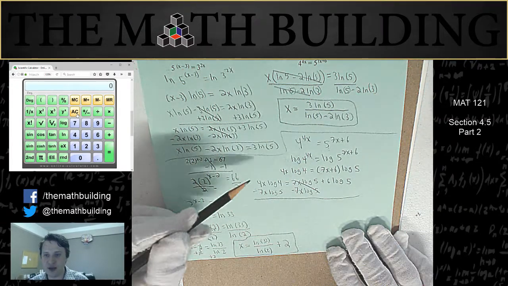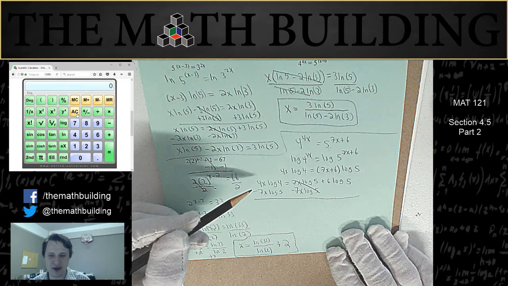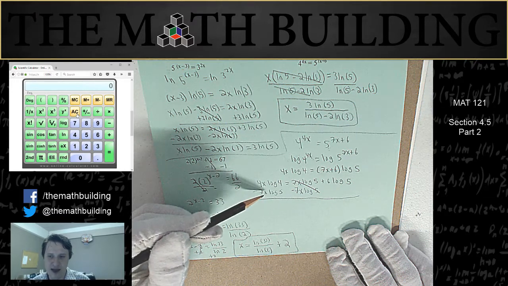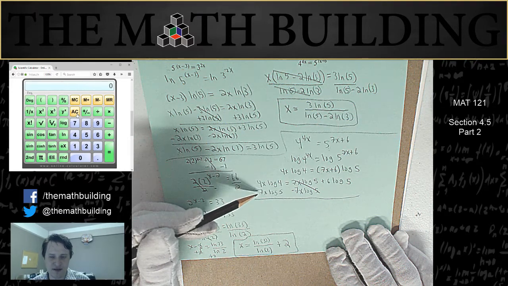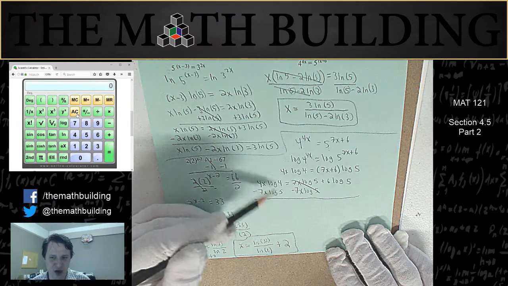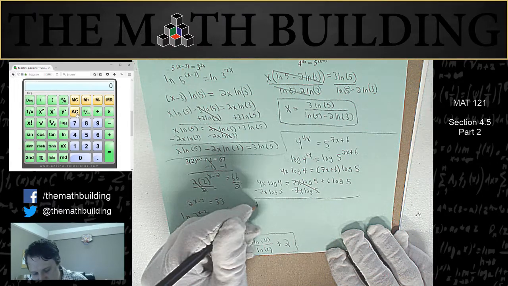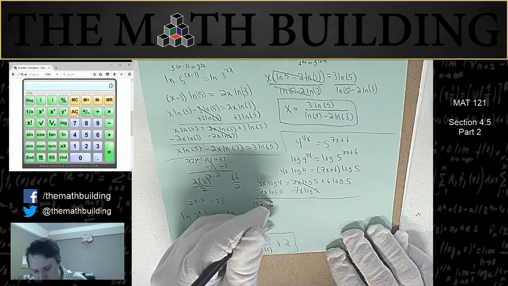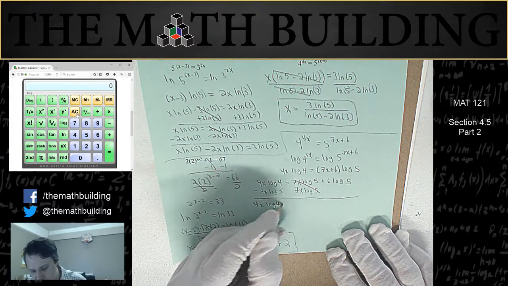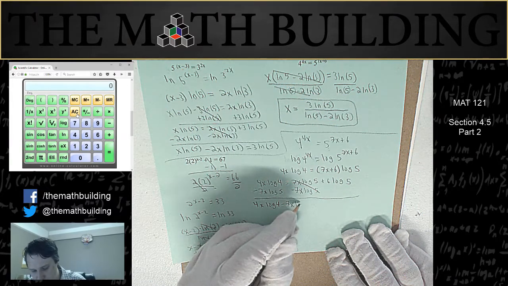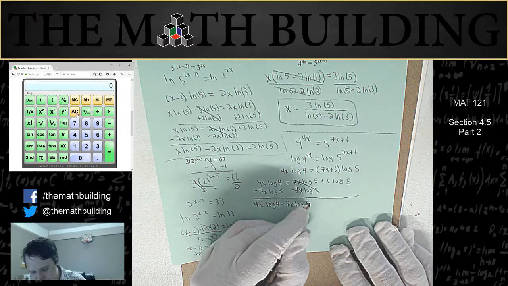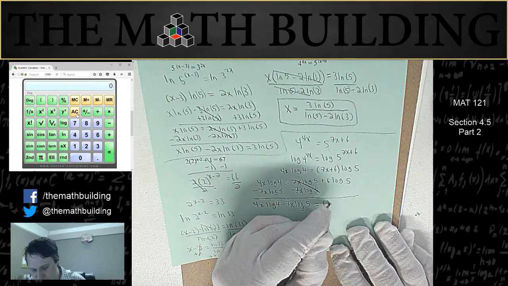It's important that you realize that these are not like terms, and so you shouldn't try to do 4x minus 7x is negative 3x because of the log 4 and log 5. Your best bet is just to write it as 4x log 4 minus 7x log 5 equals 6 log 5.